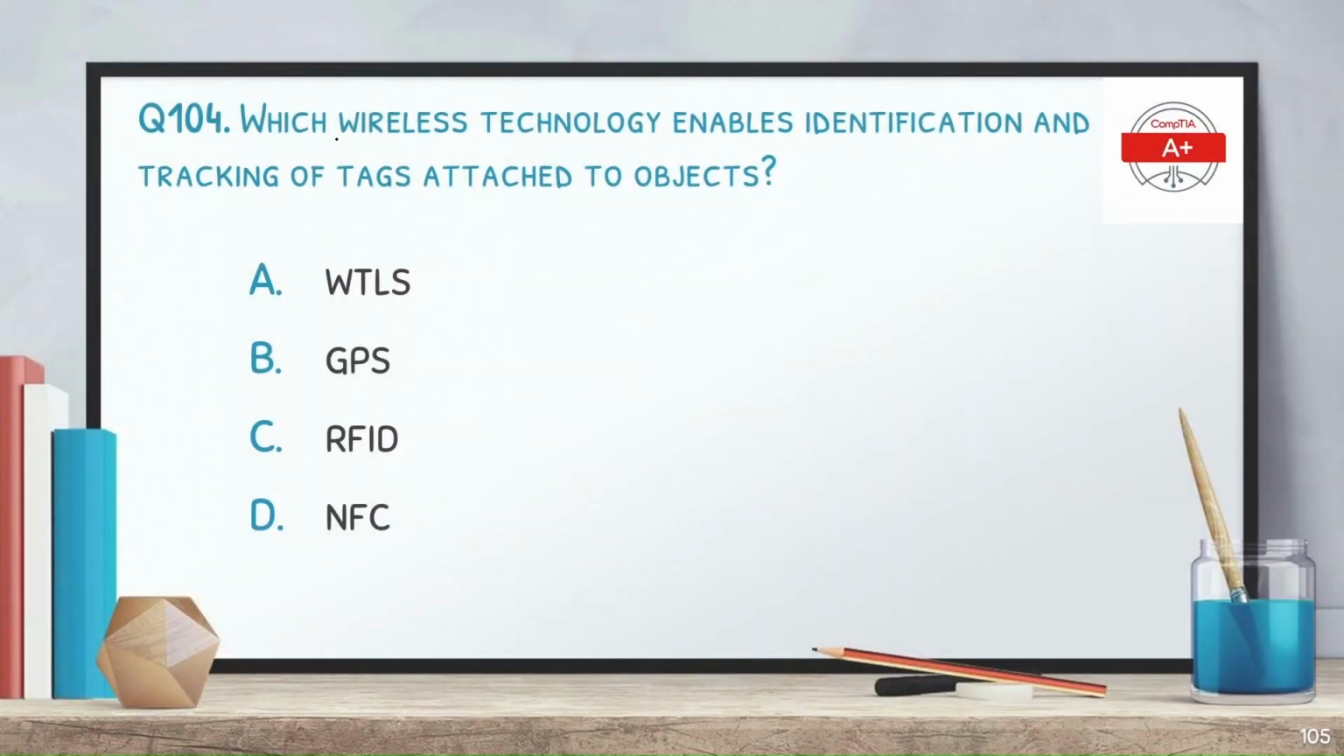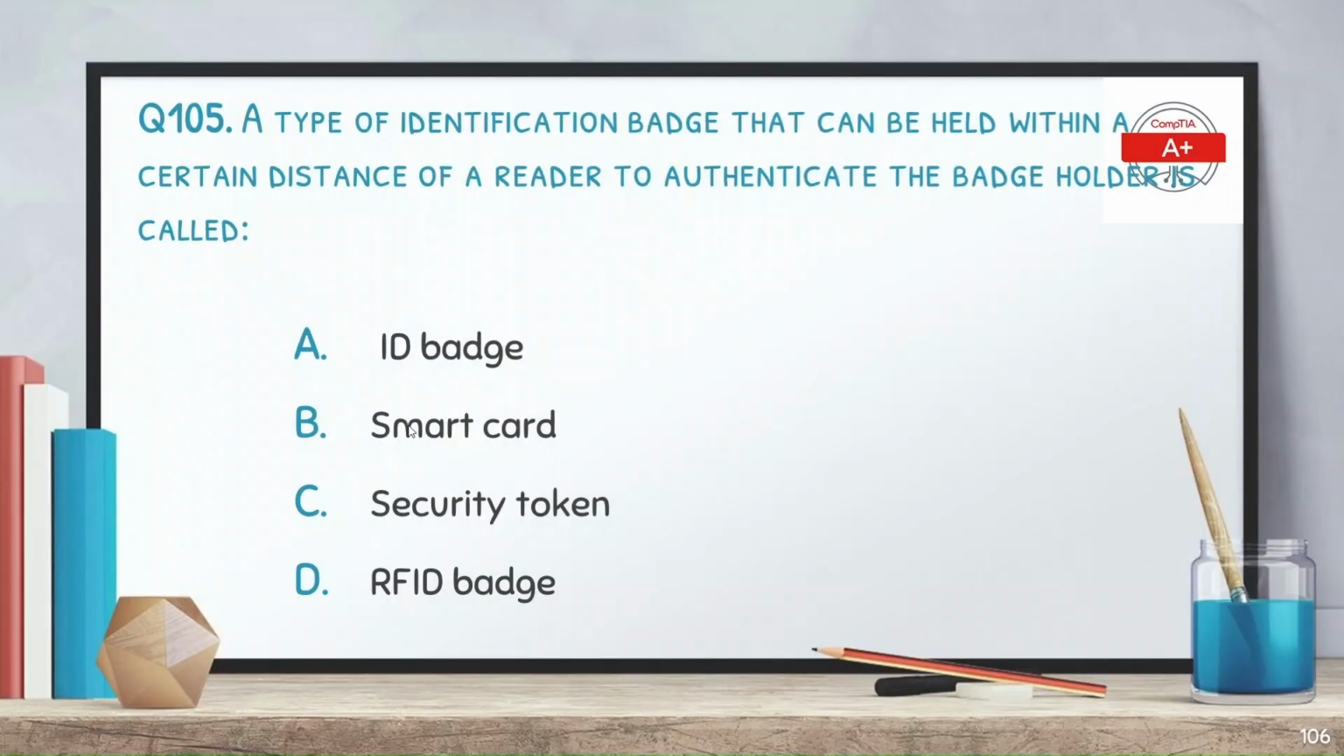Question number 104 is that which wireless technology enables identification and tracking of tags attached to the objects? Options are A, WTLS, B, GPS, C, RFID, and D, NFC. And the correct option is RFID, radio frequency identification.